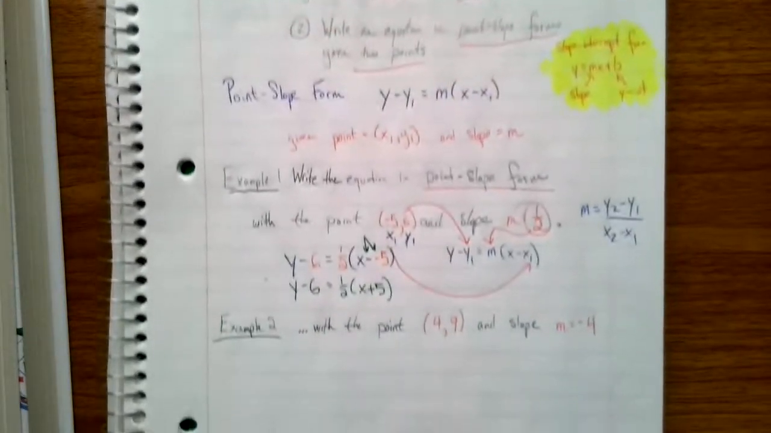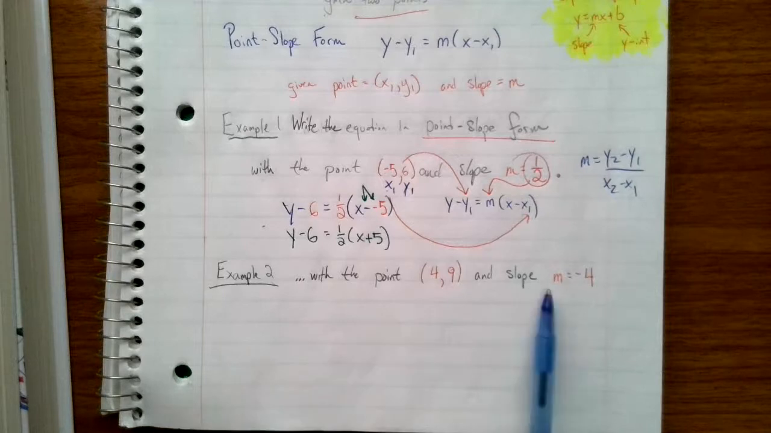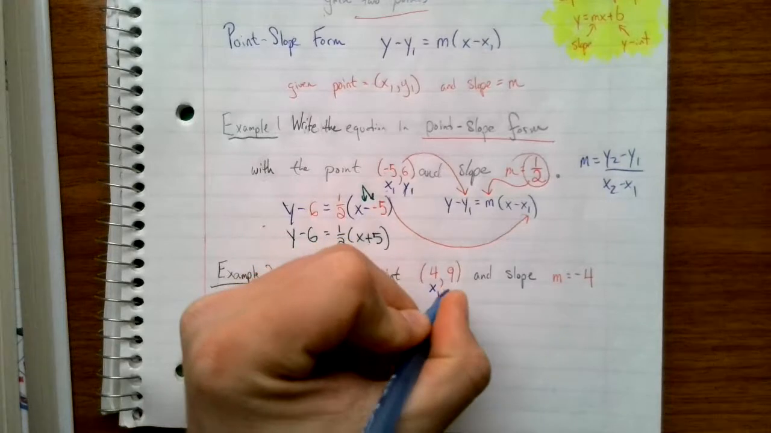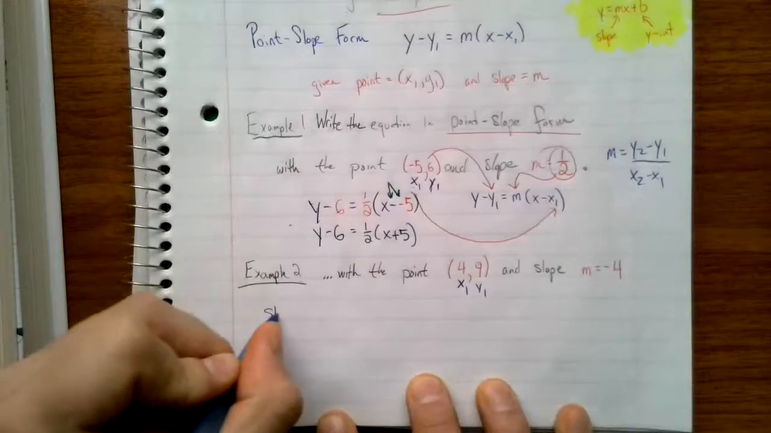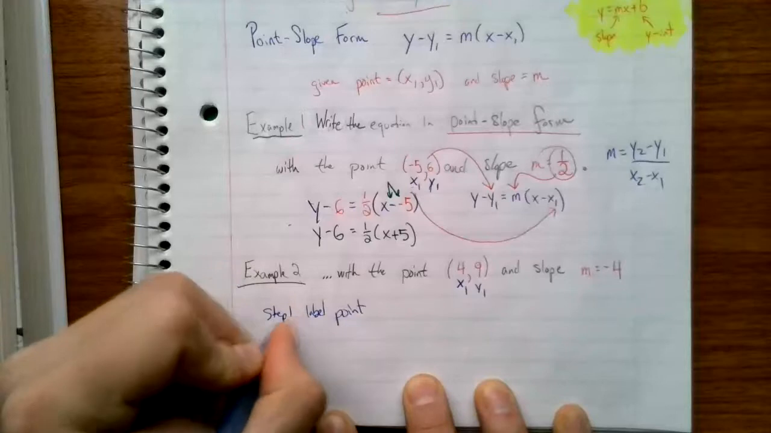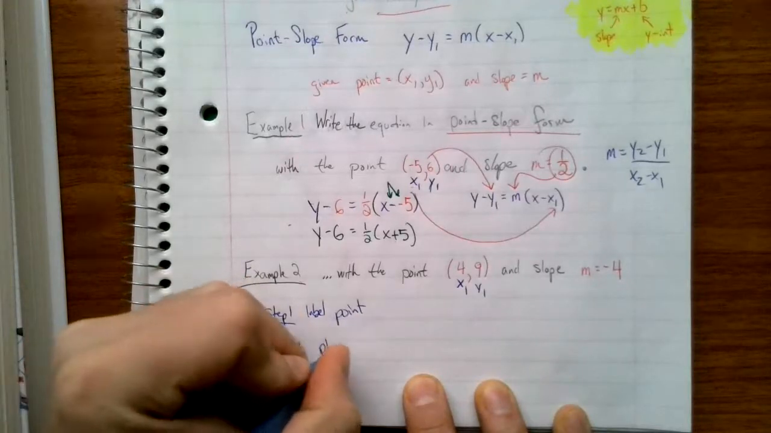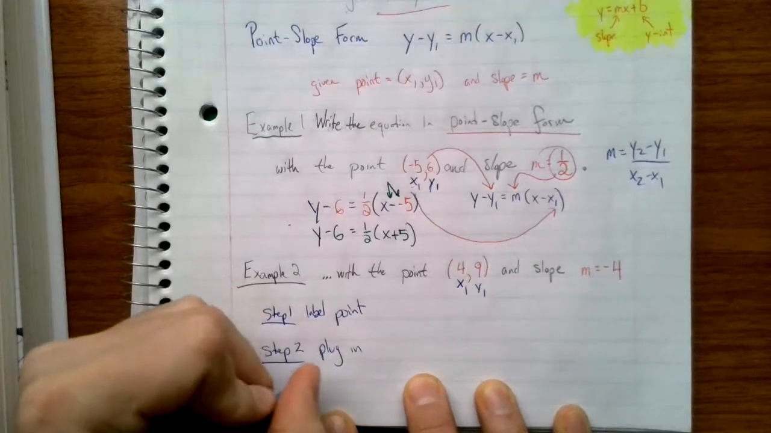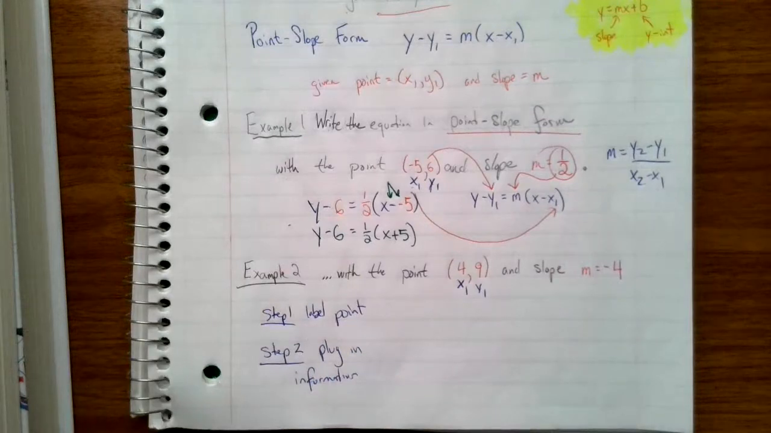We're going to just do one more example with this. All right, so this time we have the point 4, 9 and the slope m of negative 4. So, like I said, we're going to label the point. So step 1, label point. Step 2, plug in information. And those are the only two steps to this particular process.